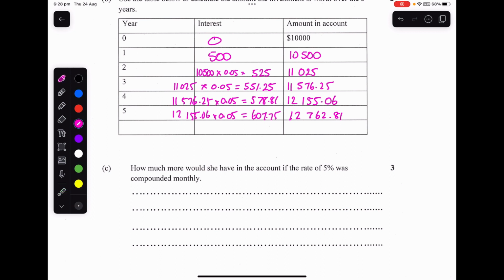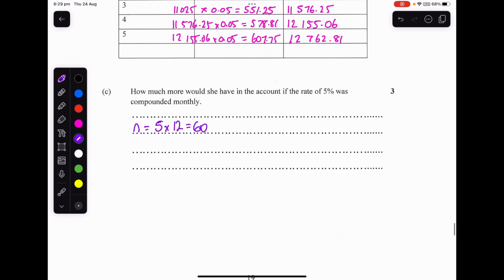Okay, then it says, how much more would she have in the account if the rate of 5% was compounded monthly? Okay, so this is where we need to make a change. So because she is in there for 5 years and the 5% was per annum, we need to then change our time period, N, 5 years times monthly, so we get 60 compounding periods. And our rate is going to be 0.05, but we're going to divide that by 12, okay? So remember, the monthly means that we have to change it.